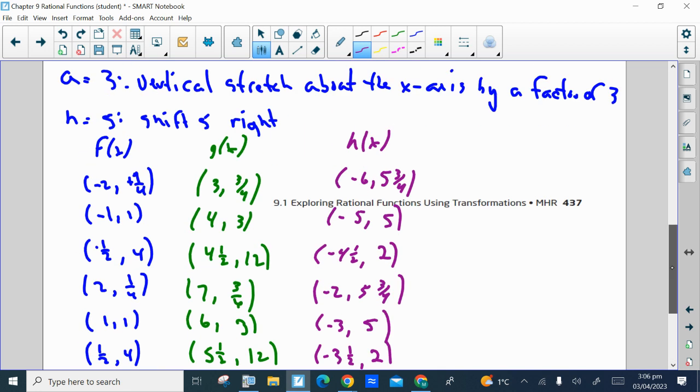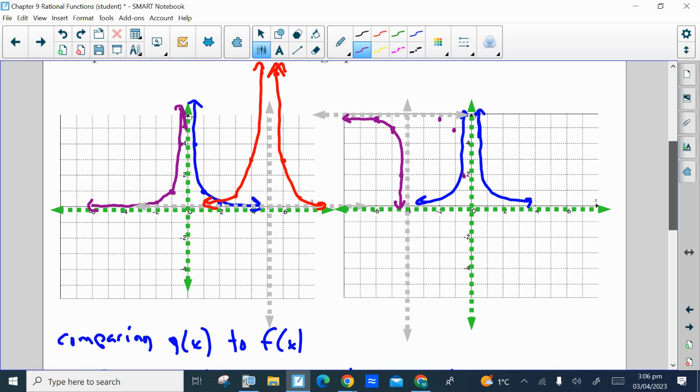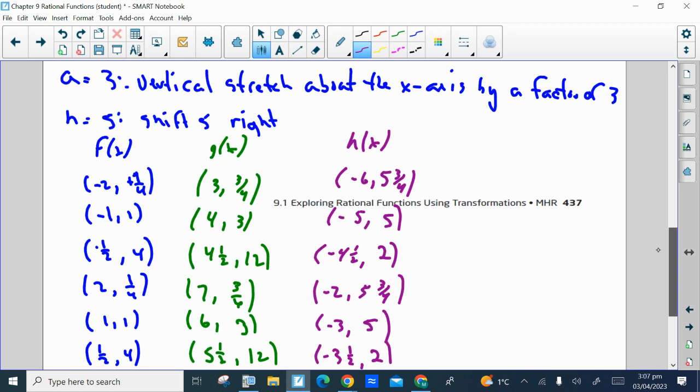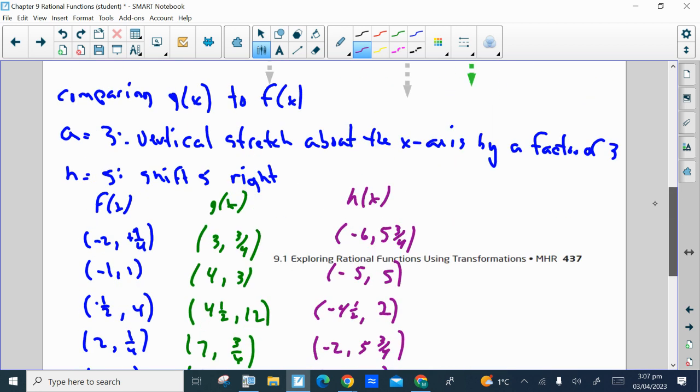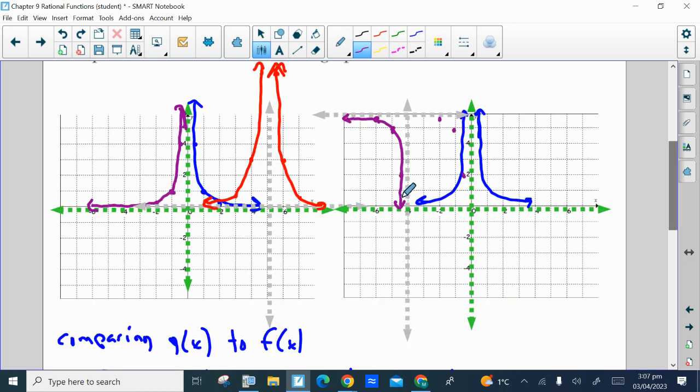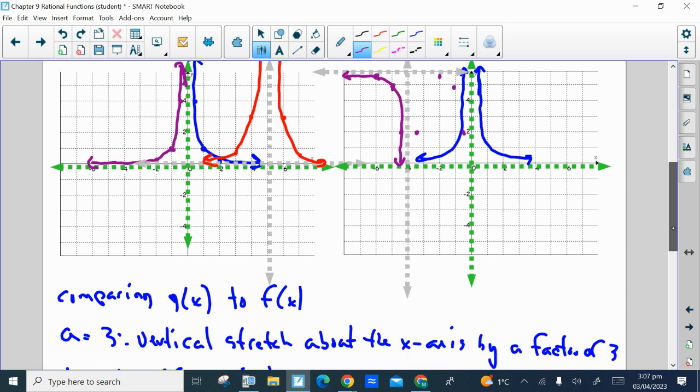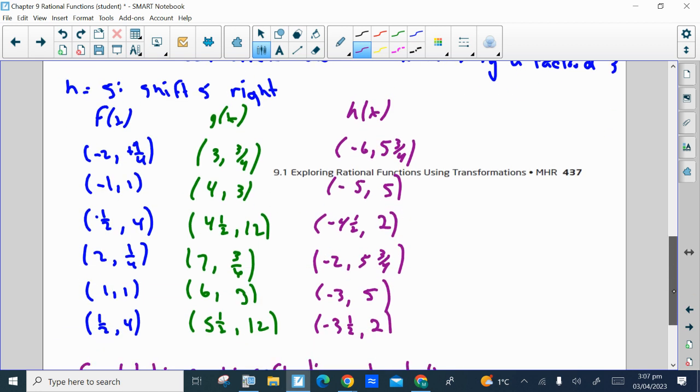That's what I had, right? Okay, must have been looking wrong. -3.5. Oh yeah, this is what I did wrong. I've got -3.5, 2. -3.5, 2 is right there. I just have my points in the wrong spot.